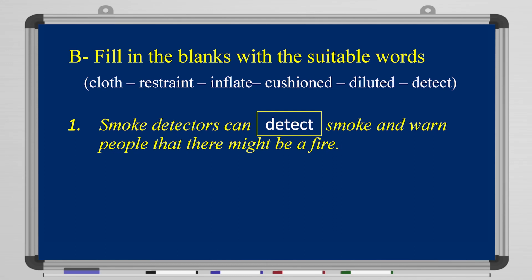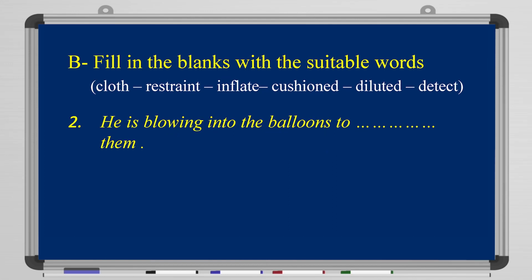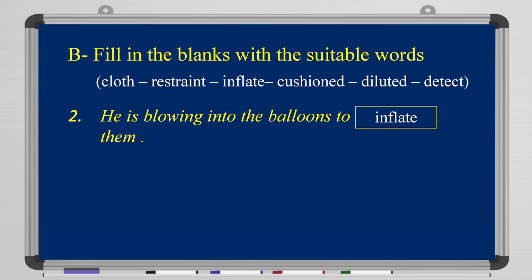So let's take a look at the second example. He is blowing into balloons to blank them. So what do we do to balloons? We blow some air, right? It's an easy one. All right. Good job. It's inflate. He is blowing into the balloons to inflate them.